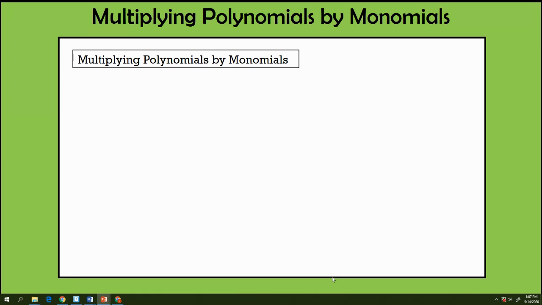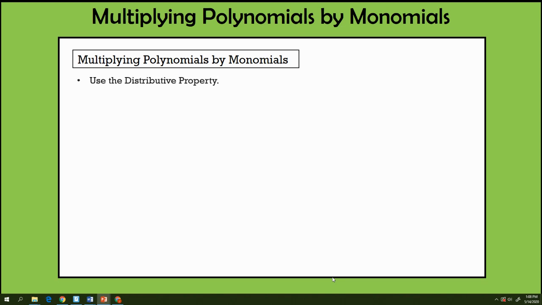So we're going to be multiplying a polynomial by a monomial. So remember, a polynomial could be a monomial, binomial, trinomial, or it could have 4 or more terms in it. I should say a polynomial is made up of monomial terms, and those terms are numbers, variables, or products of numbers and variables, and they're added or subtracted together. And we're going to multiply those by a monomial, which is a single term.